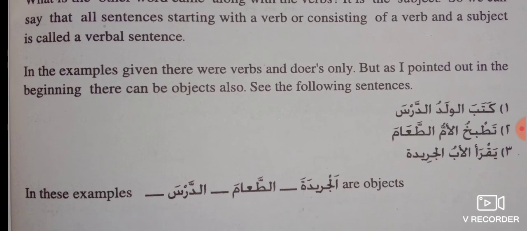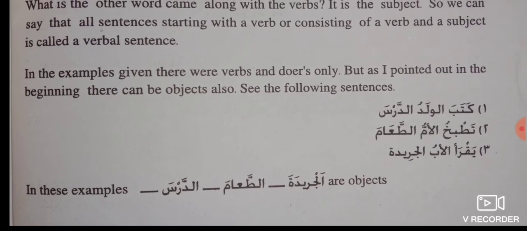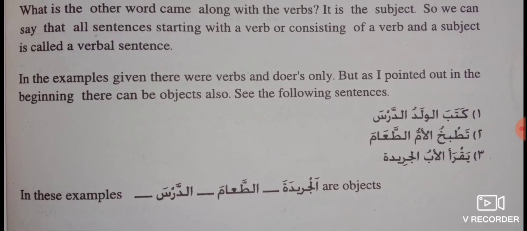So in the examples given there were verbs and doer only. We have met three examples above: Nama tiflu, Tara al-ghurabu and Lahika ar-rajulu. These examples contained only a doer. But as I pointed out in the beginning, there can be objects also. Objects will also come with the verb and the doer.